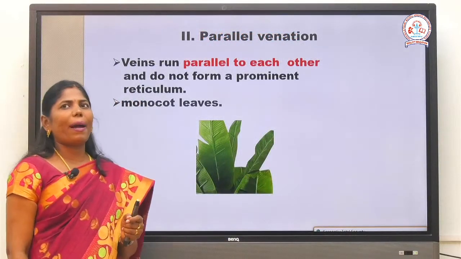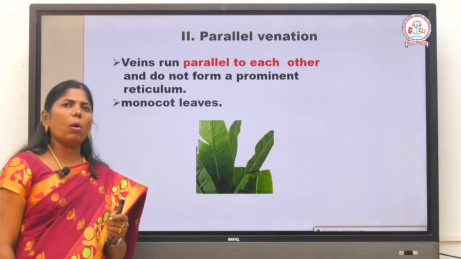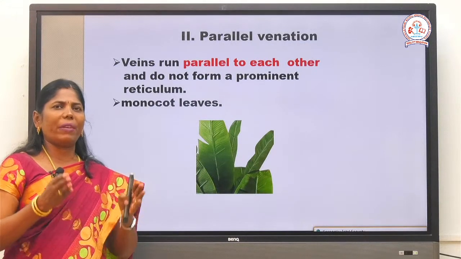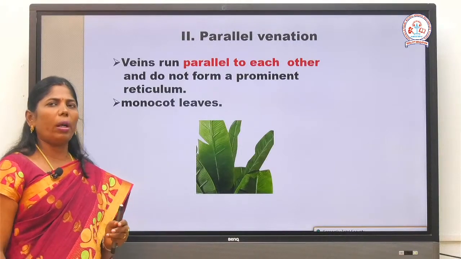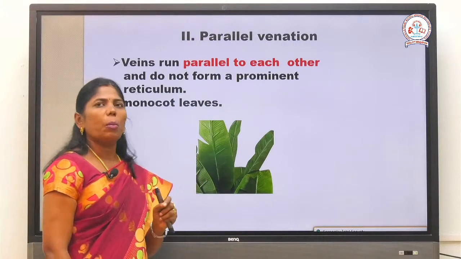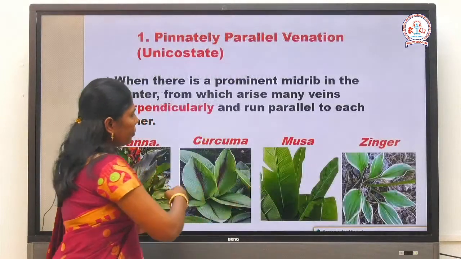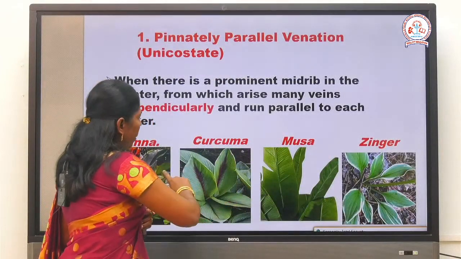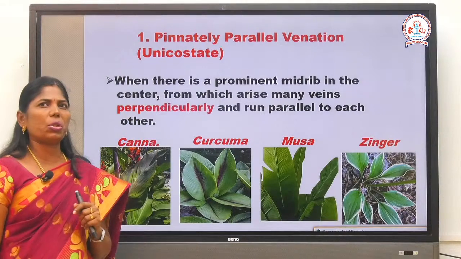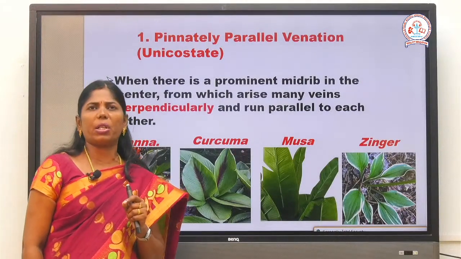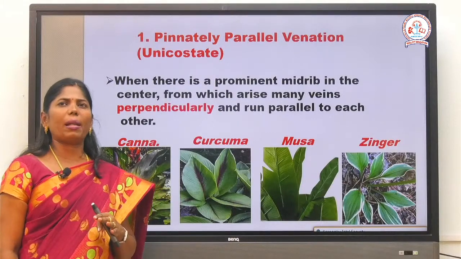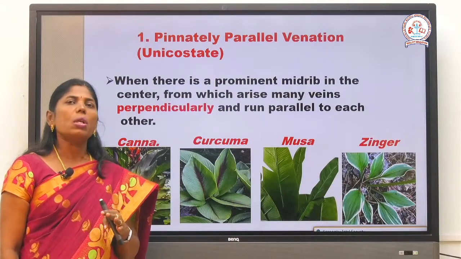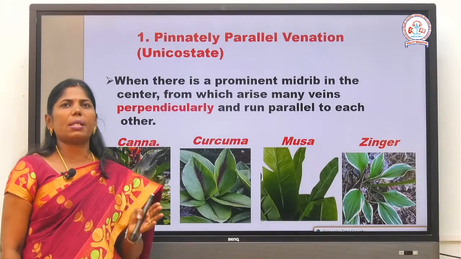Next we will see the parallel venations. As I already said, all the veins are parallel to each other. The veins originate from the midrib. All the veins are parallel to one another. That is the characteristic of monocotyledons. The parallel venations are also divided into two: one is pinnately parallel venation, another one is palmately parallel venation. Again the palmately parallel venations are divided into two: one is divergent, another one is convergent.